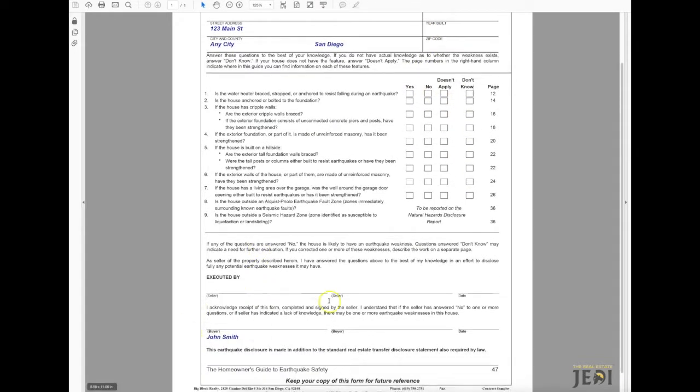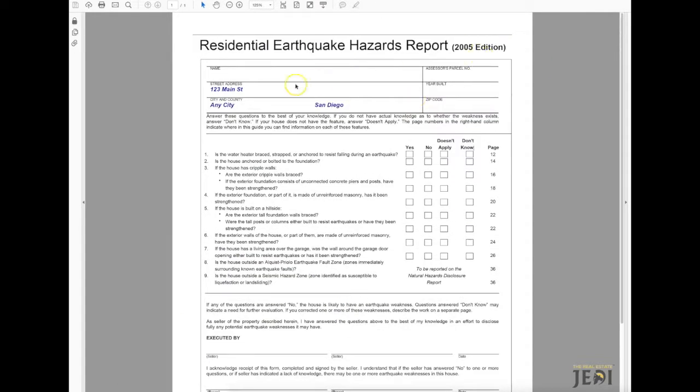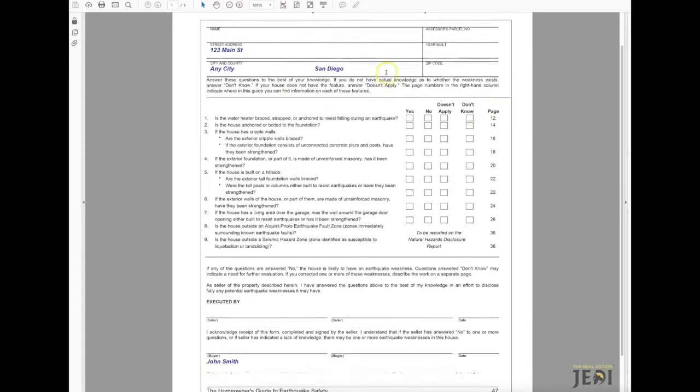And as always, make sure you sign and date. And also we're going to complete this information on top. So make sure you sign and date and complete this to the best of your knowledge.